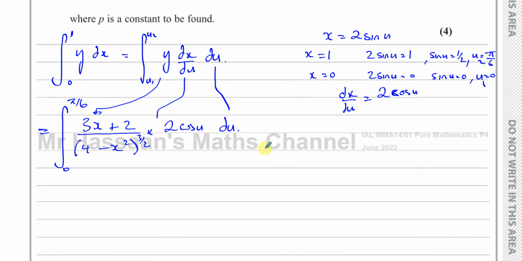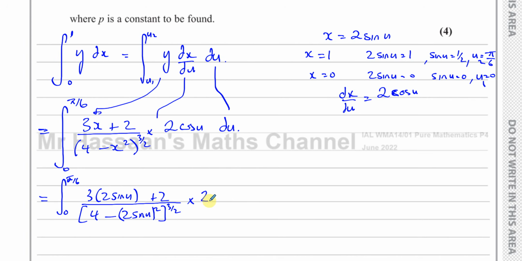Well, let's start off by doing something as follows. We've got pi over 6 and 0. Now I can replace the x with 2 sine u, so it'll be 3 times 2 sine u plus 2, over, and this x can be replaced again by 2 sine u, so I've got 4 minus 2 sine u, and all of that is squared inside there, to the power of 3 over 2, and I've got times 2 cosine u du.